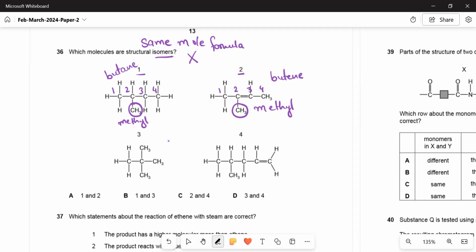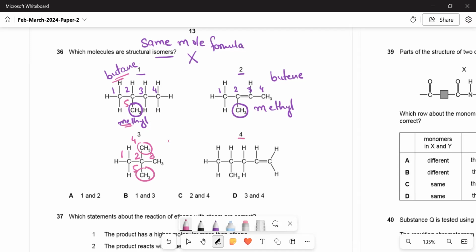Number 3, we can see we have 1, 2, and 3, a 3 carbon chain, and then 2 methyl groups are attached. Total we have 5 carbon. Here in number 1 also, we have a total of 5 carbon, 1 butane and 1 methyl. So there are a total of 5 carbon, and here also there are a total of 5 carbons.